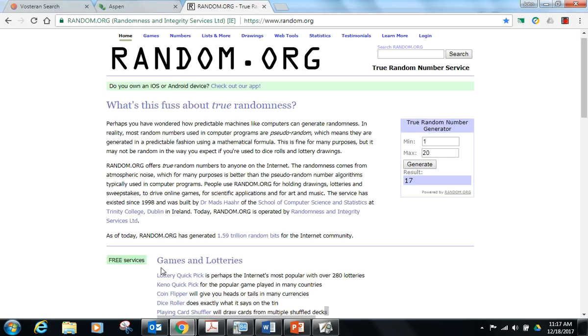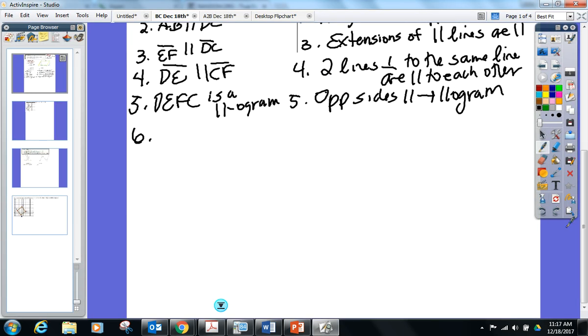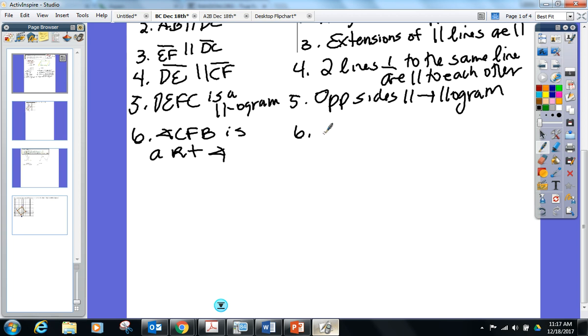So in my next step, tell me where the right angle is in the parallelogram. There are two places. Just name one. Where's the right angle? CFB is a right angle. Why is it a right angle?